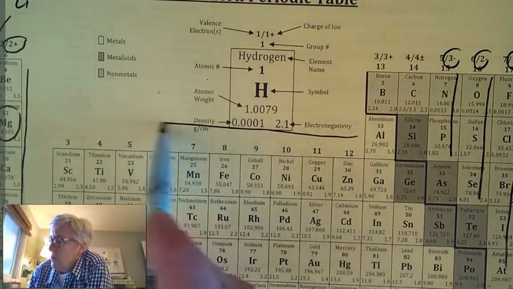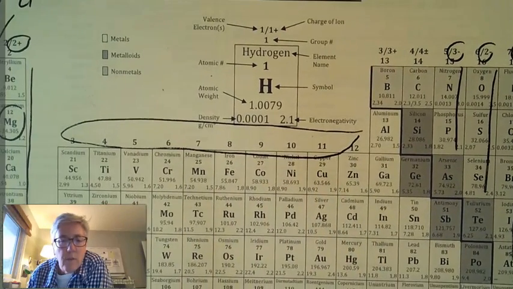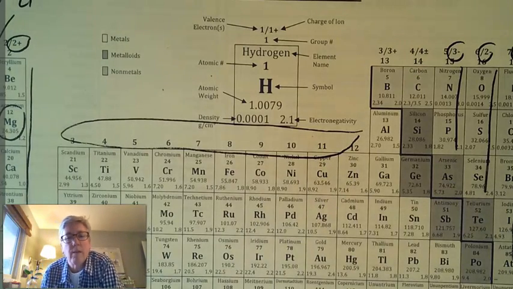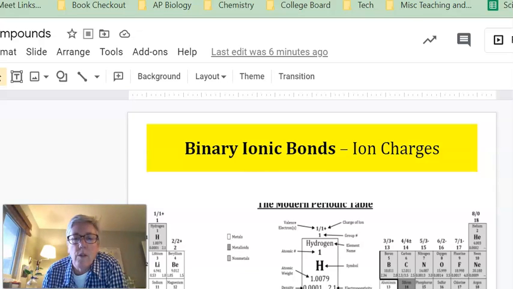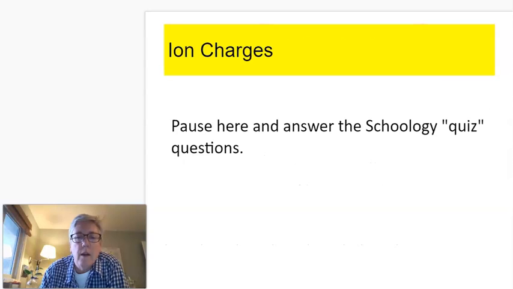I just want to point out one more thing here. If you look at the transition metals, you can see that they do not have charges above their columns or above their families, and that's important. We're going to get back to that later. I'm just wanting to point that out. Let's go back to where we were. I think now is a good time for you to pause and go back to the Schoology quiz questions, and you are going to need to have your periodic table. If you don't have yours, your teacher probably has it posted on your Schoology page.